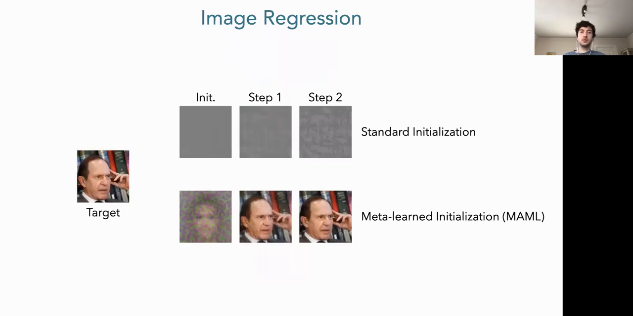So we can take a look at some results. Here, we want to fit this target image and come up with the network weights so that we can reproduce this image. If we just use a standard initialization, as you can see, we're not getting anywhere very quickly. However, when we start from the initialization that was learned using the meta learning procedure, we very quickly are able to fit the target image. After 2 steps, you've basically matched it.